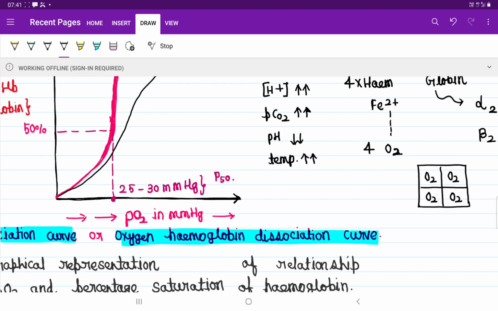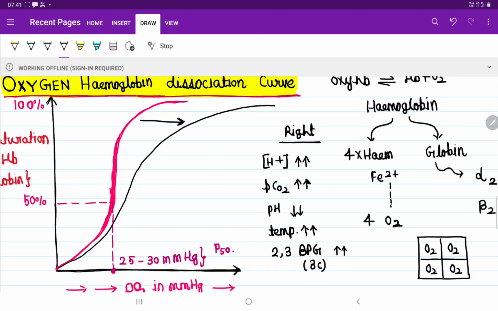Glycolysis is the 10-step chemical reaction in which one molecule of glucose breaks into 2 pyruvic acid. During this process of glycolysis, one intermediate forms, that is 2,3 bisphosphoglyceric acid, a 3 carbon compound. It is observed that whenever 2,3 bisphosphoglyceric acid concentration increases, the curve shifts to the right side.